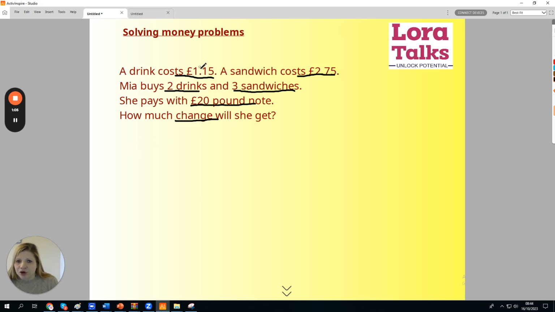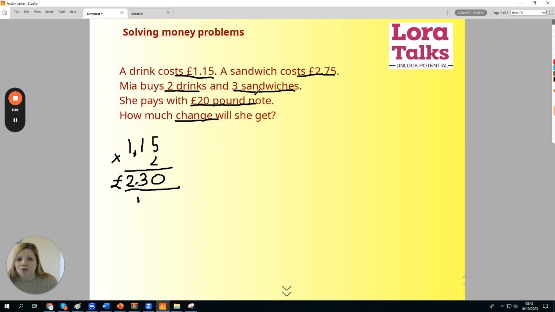So we know 1 drink is £1.15. So how much would that be for 2? What I could do, I could multiply by 2 or add. I will do multiplication. 2 times 5 is 10, so 0 and carry 1. 2 times 1 is 2 plus 1 is 3. And 2 times 1 is 2. So I need to remember to put a decimal because we're dealing with money. So I know for 2 drinks you pay £2.30.